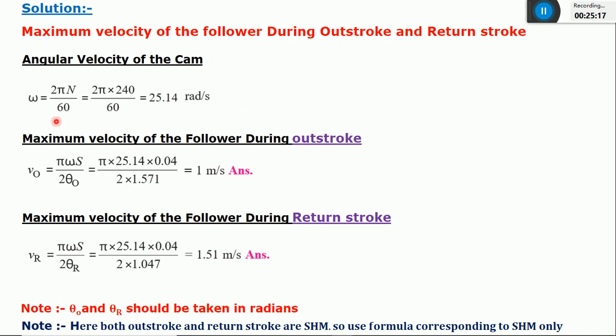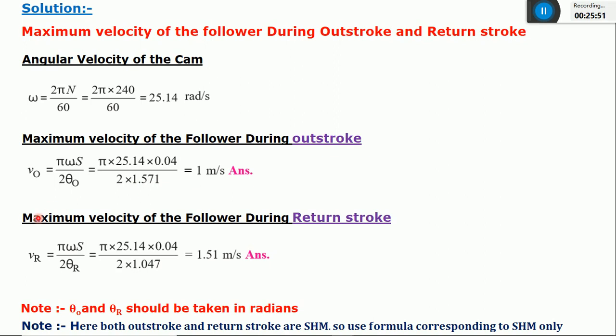After that, just find out the maximum velocity during outstroke. Pi is known, omega is 25.14. S is given as the cam lift, that is 40 mm. When you convert into meters, it will be 0.04. All the dimensions should be in meters, rpm, and radians. Theta naught is 90 degrees. Convert into radians, 90 into pi by 180, that is 1.571. So finally, the maximum velocity during the outstroke is 1 meter per second.